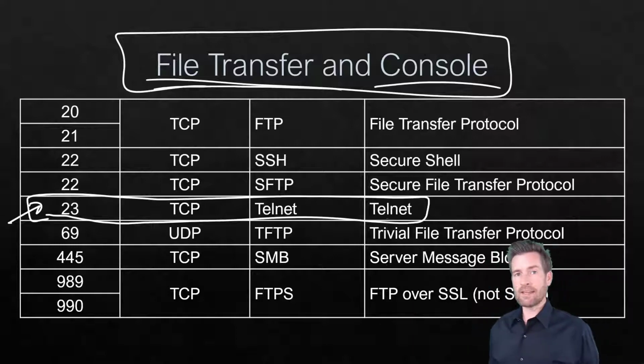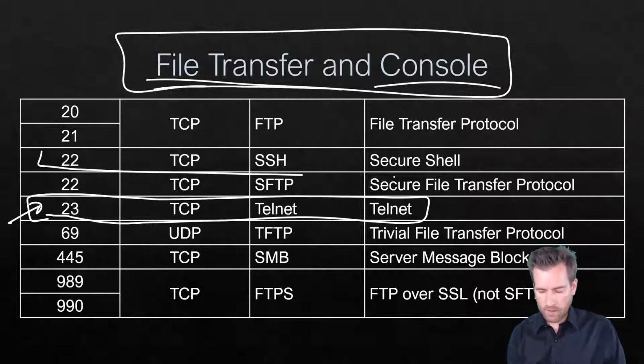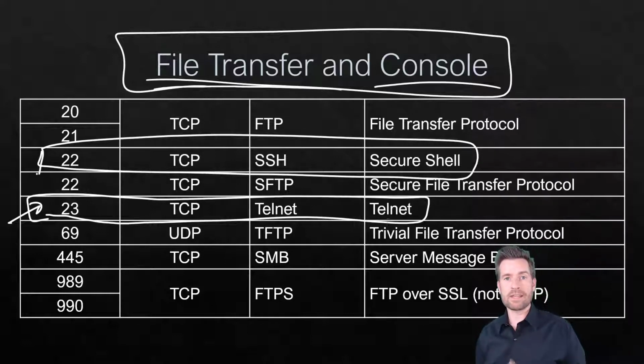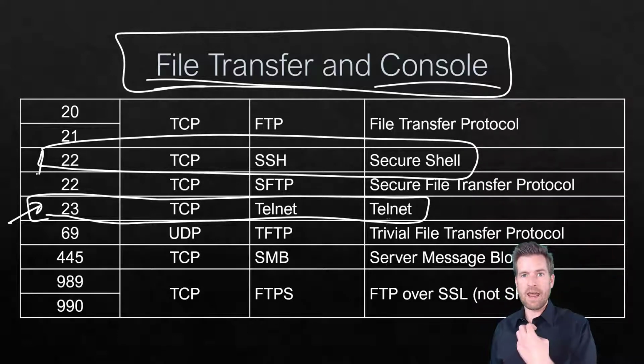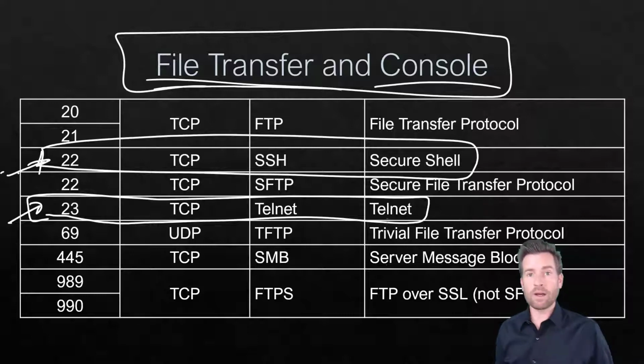Now, similarly, if you want to, and you should, be secure about it, you would use port 22, or Secure Shell. Secure Shell is a way to securely get onto a device and enter those commands without other people being able to capture that data and access it later. So when possible, use port 22 on those devices.